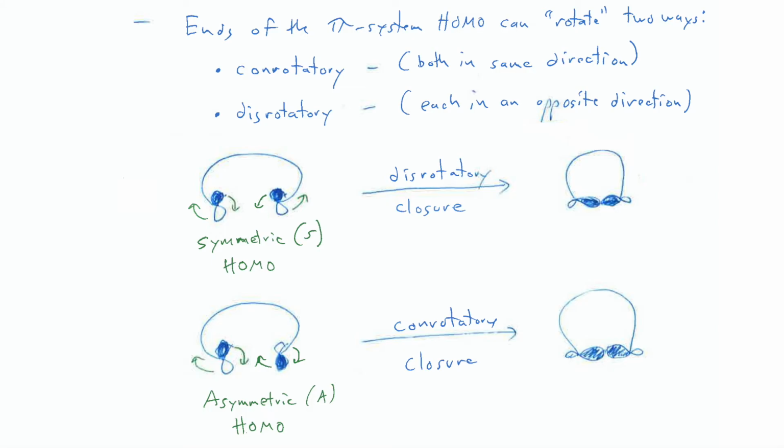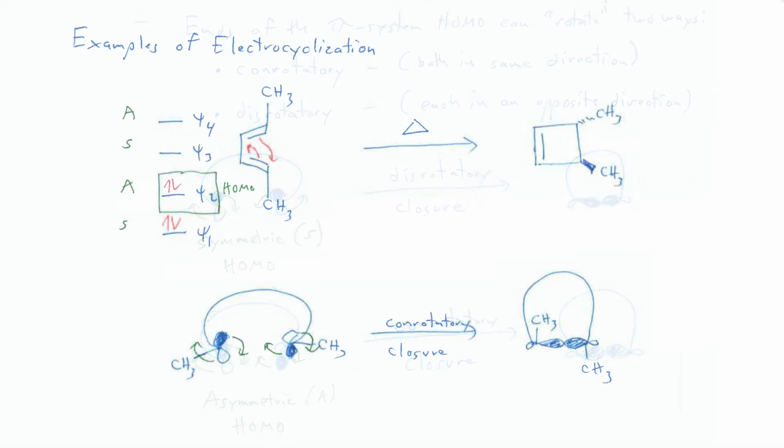So let's take a look at a couple of actual examples. Here I've got a diene, 2,4-hexadiene. While the molecule itself has 6 carbons, only 4 of those atoms are involved in pi bonds. Now remember, in an electrocyclization, the two ends of the pi system come together to form a new sigma bond and close a ring. So in this case, we're going to make a 4-membered ring.